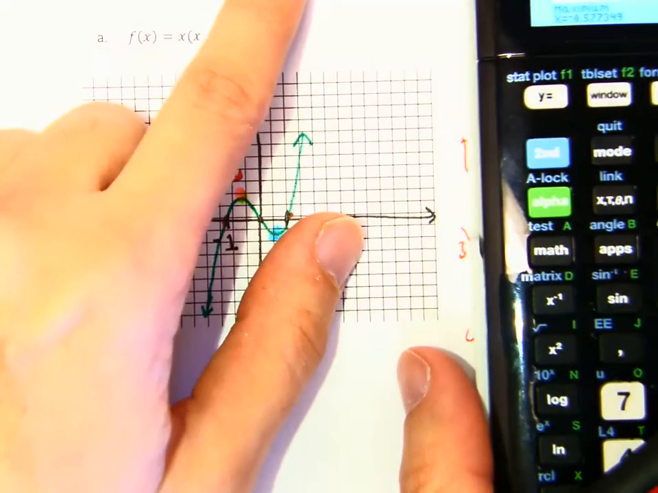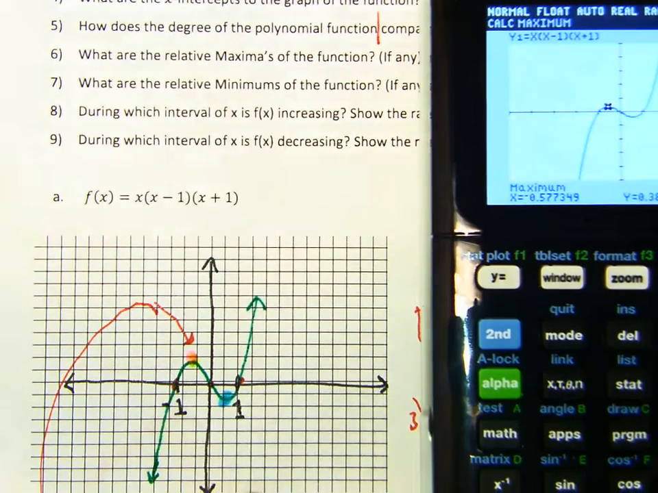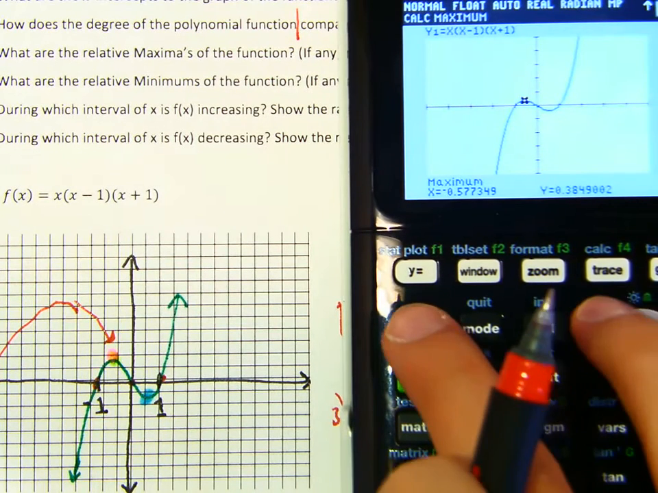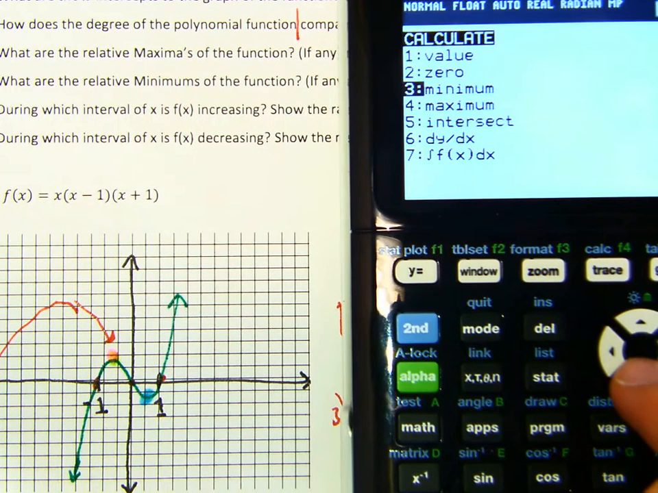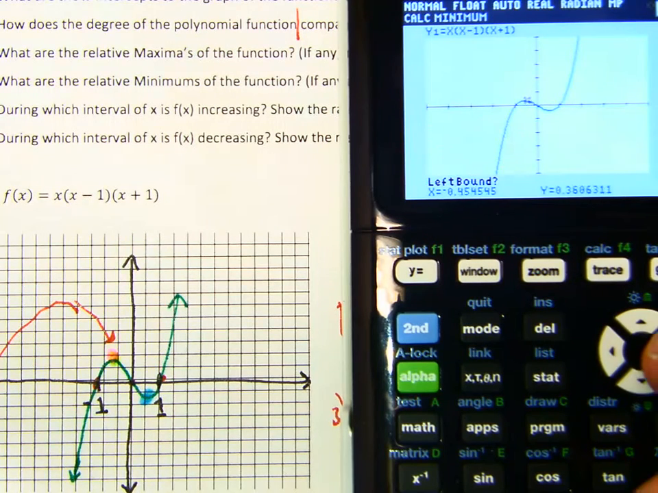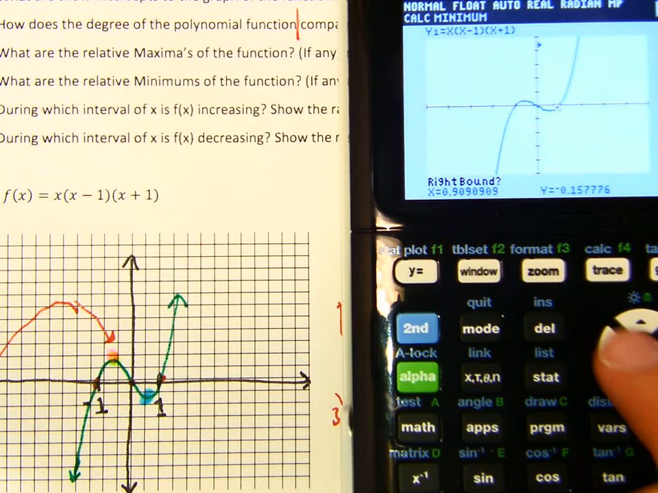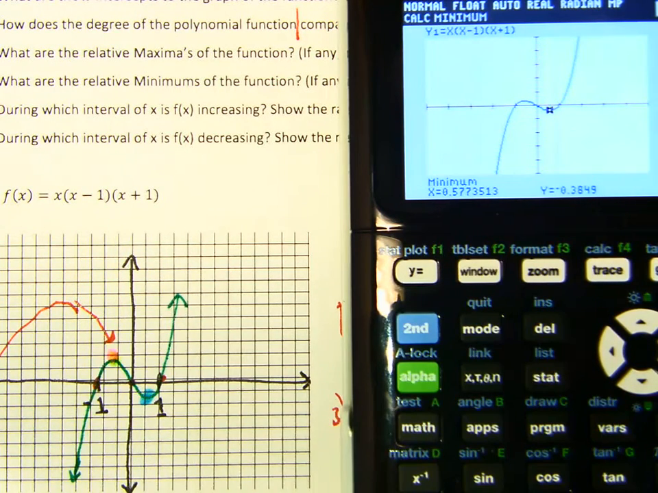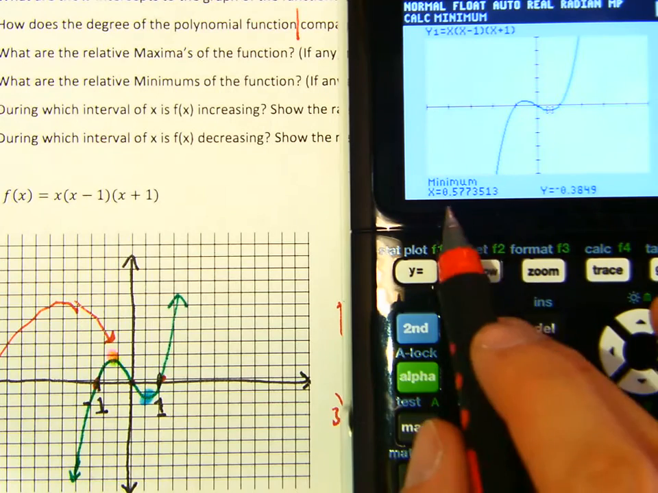Find the minimum. How would I find this minimum point? Well, same idea. I go second, trace, and instead of maximum, I just go to minimum. I hit enter, and I go to my left bound, which is under here. Left bound, enter. Right bound, I go very close, enter. Notice that it's going to try and guess the point over there. I hit enter, and bam, there's my minimum.